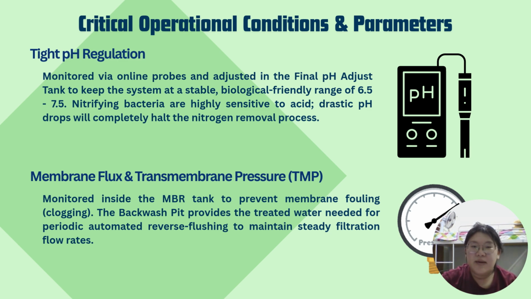Lastly, we manage the membrane flux and transmembrane pressure, known as TMP. These are monitored inside the MBR tank to prevent membrane fouling or clogging, while the backwash pit provides the treated water for periodic automated reverse flushing to maintain steady filtration flow rates. Tracking the TMP allows engineers to catch clogging issues early and schedule the automatic backwash before the flow rate drops enough to slow down the entire factory's treatment output.